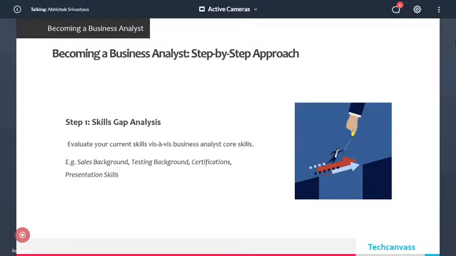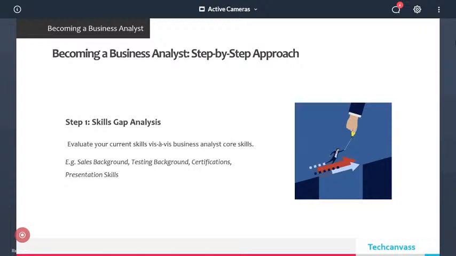For example, if somebody is coming from sales, obviously they have the knowledge of dealing with the customer because that's their strength. They talk to the customer, they understand their requirements. So that particular ability is already there. That's not a gap. It will take very little time for them to understand how to capture it. Somebody who is coming from testing background, they know how to write test cases. They know how to conduct functional tests. That skill is covered.